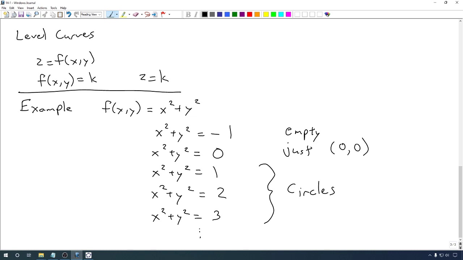And so, at the very least, we already have an idea that everything here is nicely symmetric around the origin. This shouldn't be too surprising, because we did pick a fairly nice function here. But at the very least, we do have an idea of what's going on. But let's actually plot these level curves.